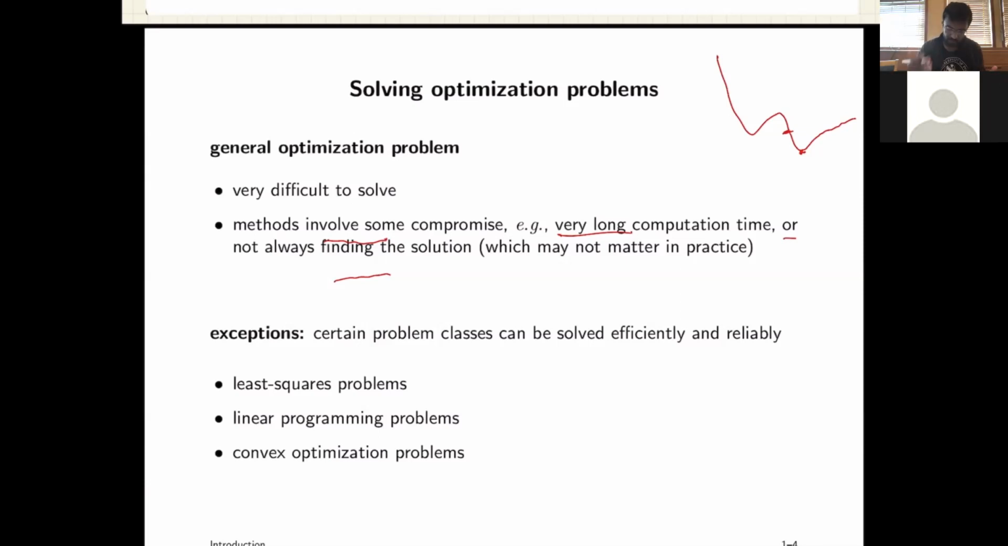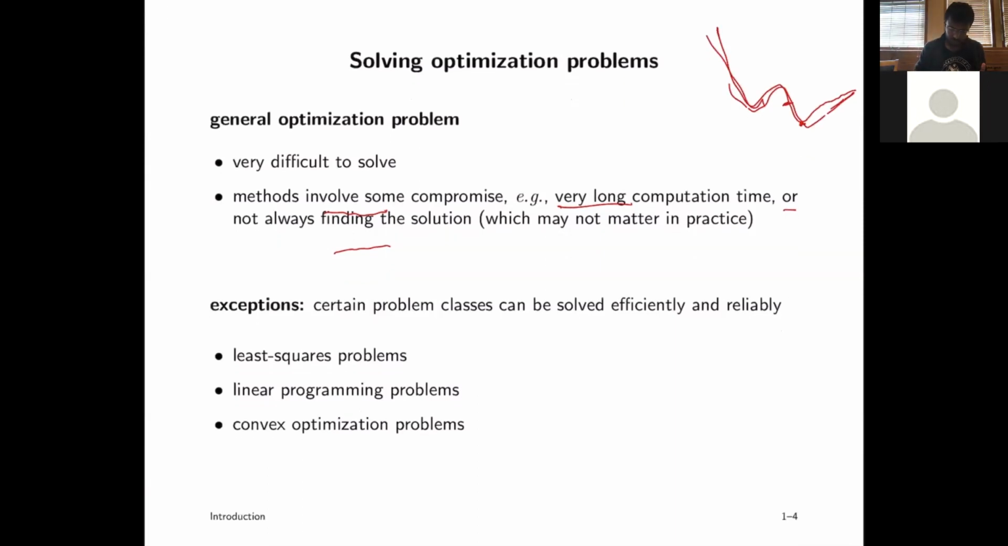Later we will see that a function with this shape is not possible to solve exactly. It is a non-convex function. We will see that, and it's very difficult to solve. Then we have to apply some relaxation or some technique, some compromise, to solve this.